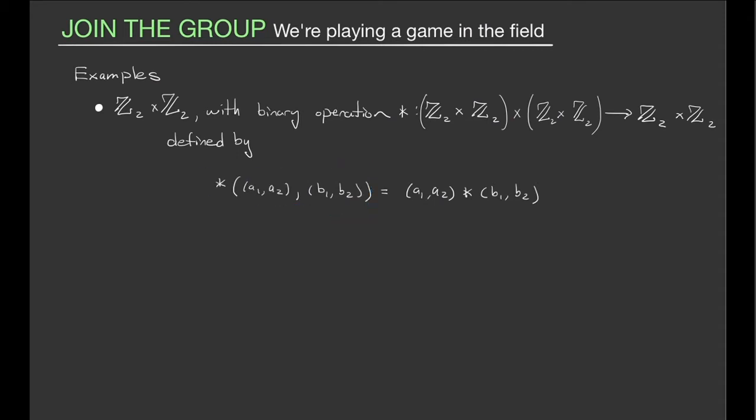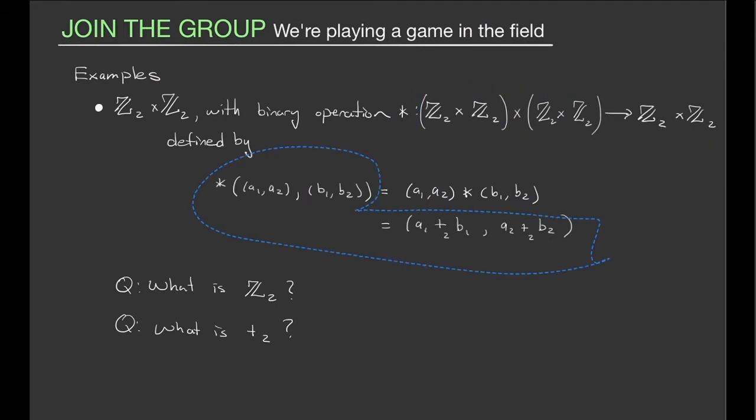Now, how we're defining it is like so. This is sometimes called component-wise addition, or component-wise multiplication, or component-wise composition. We take the first component of each of these two. The first component is A1 here, the first component is B1, and we add them together modulo 2. In the other case, we take A2 and B2, the second components of each pair, and we add those components together. Now, you may be asking, and I wouldn't be surprised or upset, what is Z2? And what is addition with this little 2 at the bottom? Part of the reason I bring this group up is, one, to show that you can have some kind of interesting composition rules, like so, and to introduce this very important group and this very important concept.